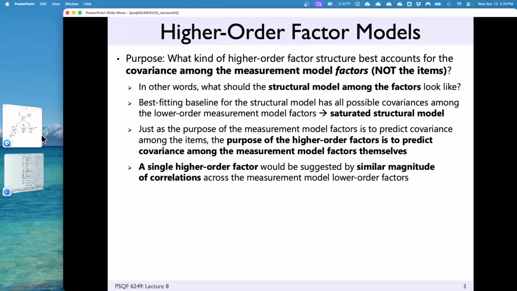We'll fit the model that's not higher order first, then we'll fit the higher order model, and that not higher order model serves as the saturated model of our factor model. So it's just a few things to walk through as you go through. I'm going to walk through that when we get back from break.